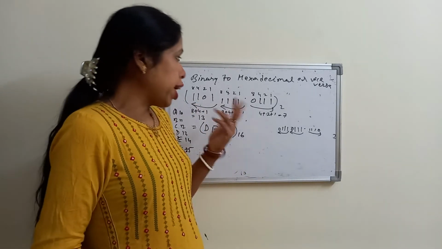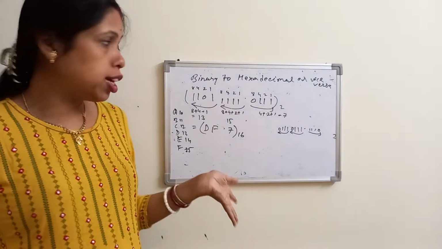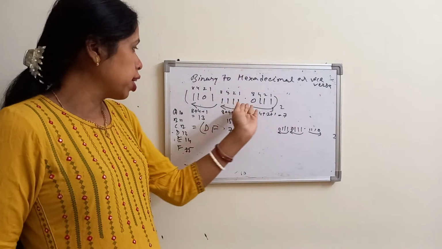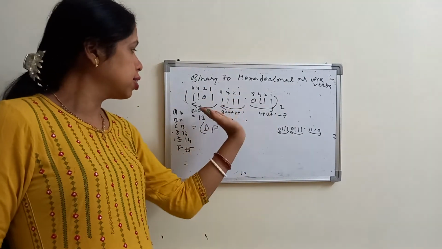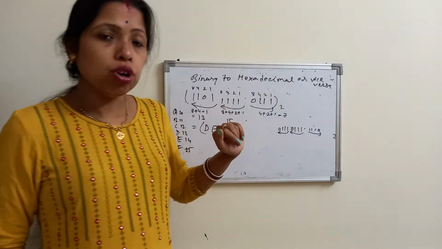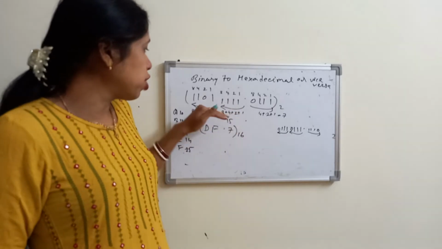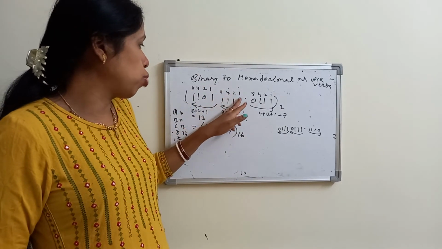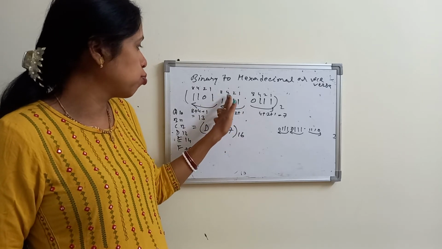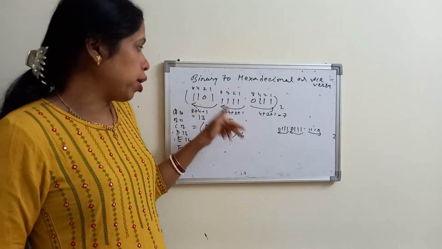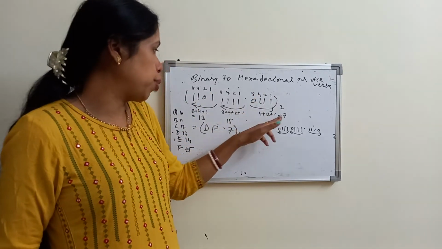So what is the procedure? Again I am writing any binary number. First you have to combine 4 digits as one number. In case of the real number like this you have to combine, in case of the fraction number in this way you have to combine. After that, above each and every number you have to write 8421. For these 4 digits I have to write 8421, and for the next 4 digits again 8421, in this way.